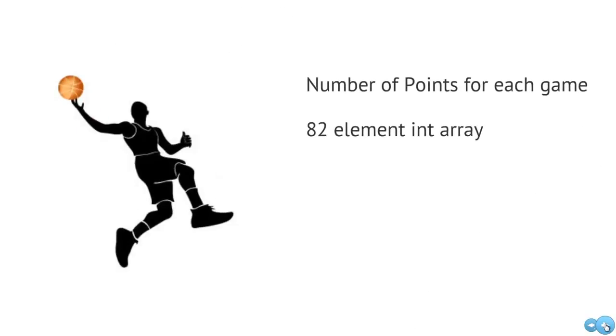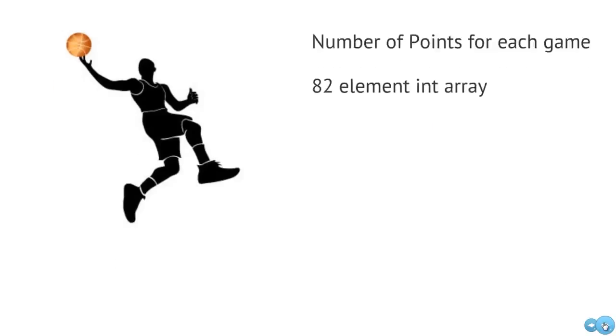Say that we have an instance where we want to keep track of a basketball player's points that they've scored for each game over a season. So in the NBA, they play 82 games. If we wanted to keep track of a particular player's points scored for each game over the regular season, we would need to create an 82 element integer array. And the reason why it would be an integer array is because we don't need to keep track of a fractional part. We don't have fractional points in basketball.